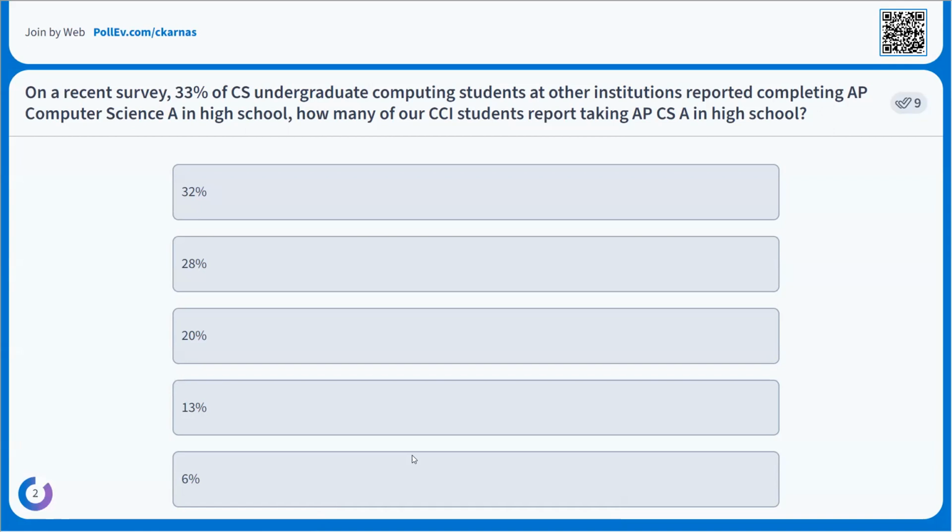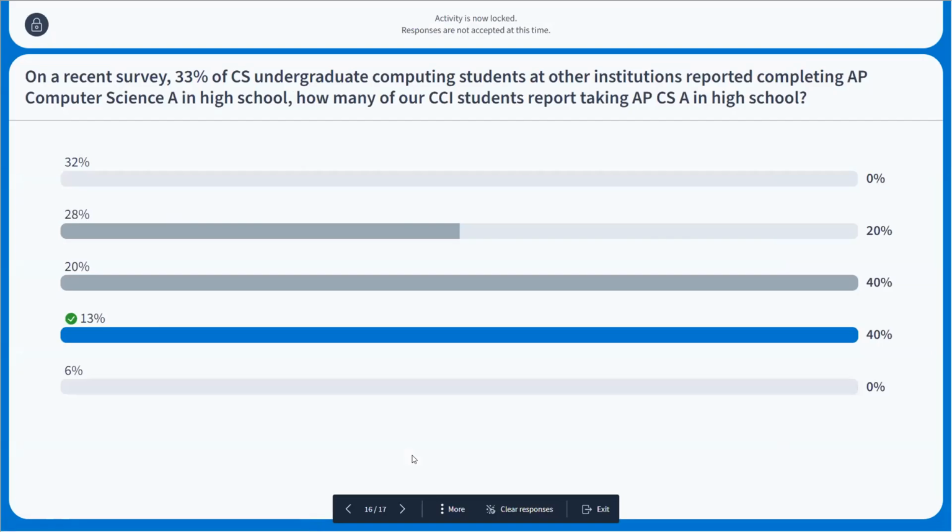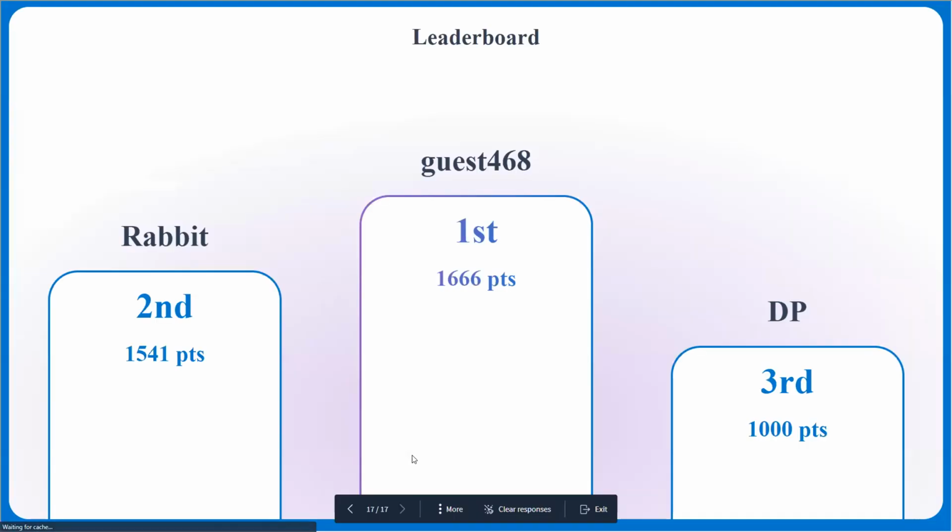Three, 2, 1. So how do we compare to others? The answer is, wow, y'all did great. We guessed right. 13% of our students report taking AP Computer Science A before going into high school. So that actually was a good guess, everyone. Some people guessed 20%, but 13% was the correct answer. So we are significantly different. That is a statistically significant difference.